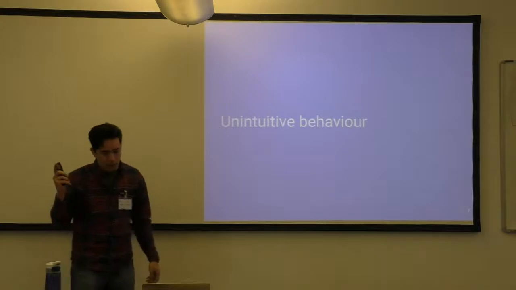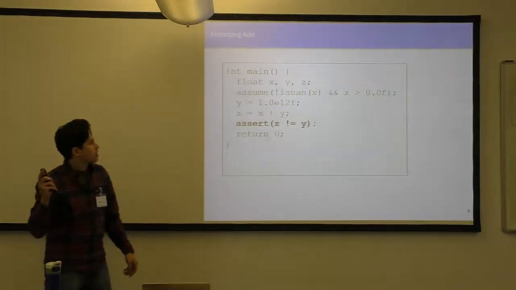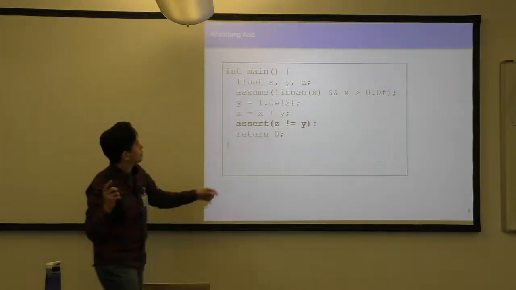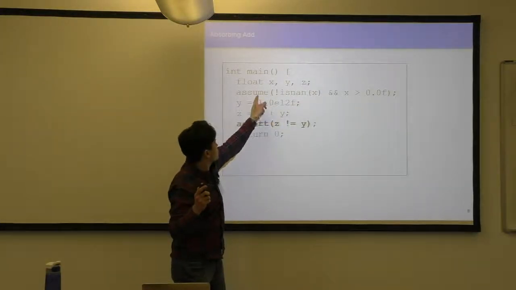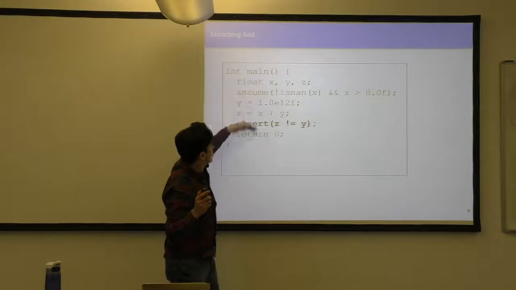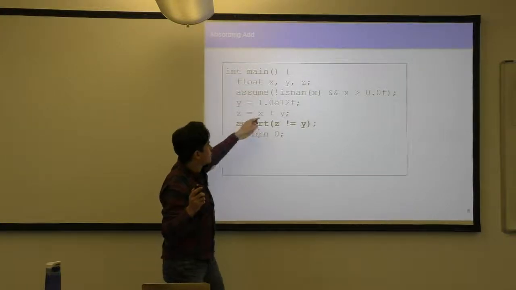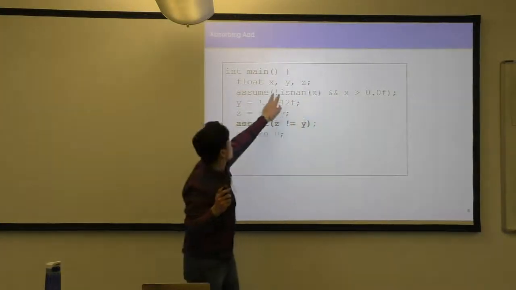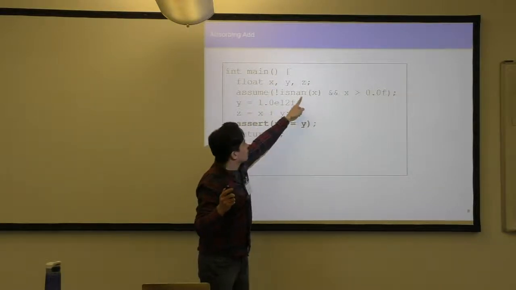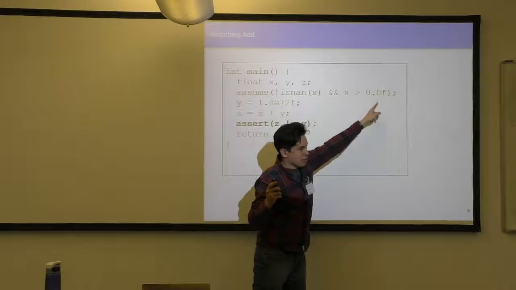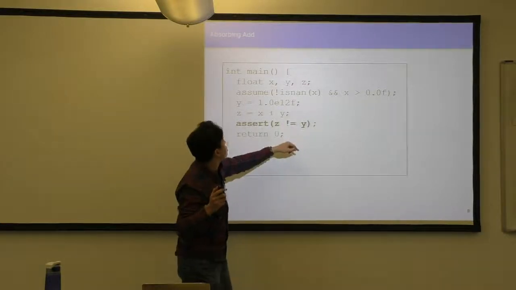So onto some unintuitive behavior. Here's a simple C program. We've got some float variables up here, x, y, and z. This assume here, you can read as saying from this point onwards, just assume that this condition holds. So I'm saying that x, we don't know what it is, but it's not NaN, and it's greater than 0. So it's a positive floating point number.